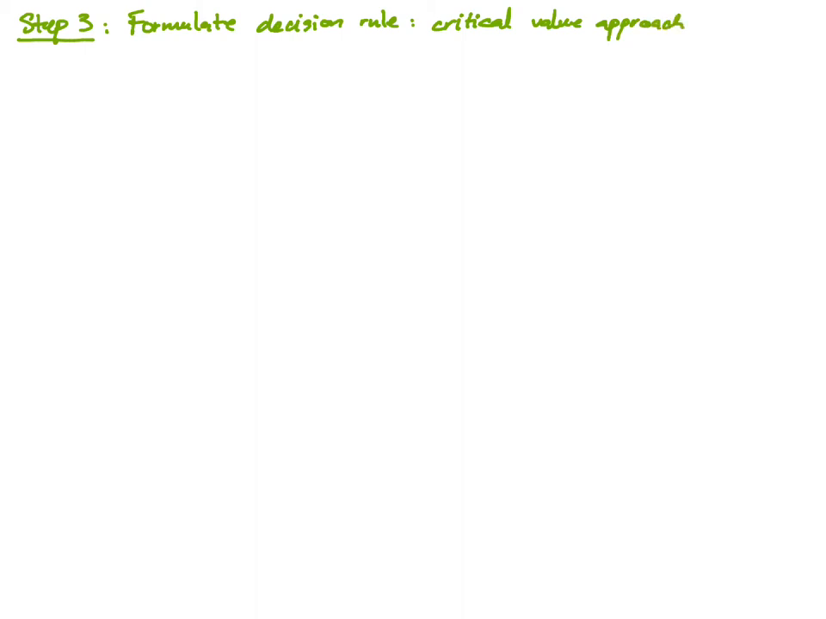Let's now move on to the third step, where we formulate the decision rule. In this video, we're going to use the critical value approach. From now on, instead of writing critical value, I'm just going to write CV. First, let's note again that alpha in this case is 1%, which is equal to 0.01. So nothing new there.